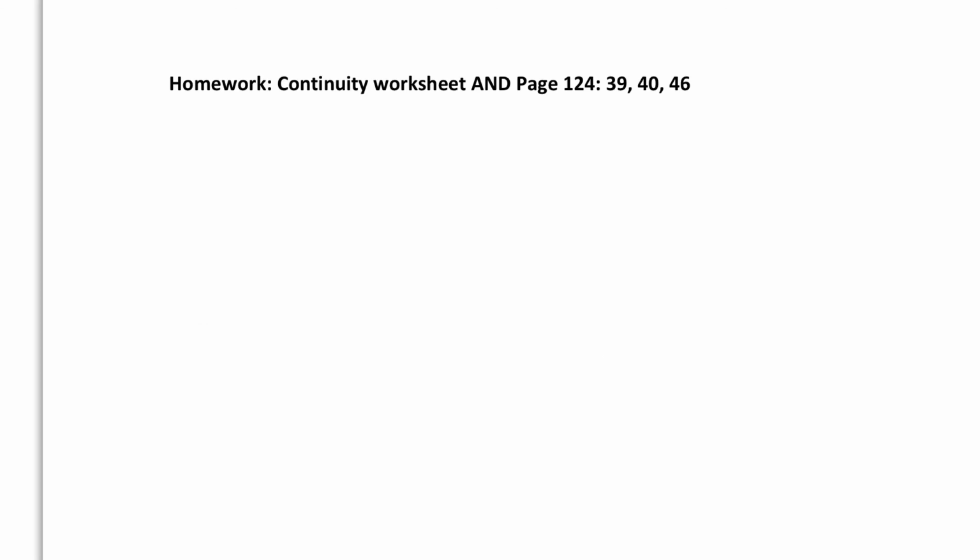So for homework, go ahead and try the continuity worksheet. As well, you can try a few questions in the textbook, 39, 40, and 46.